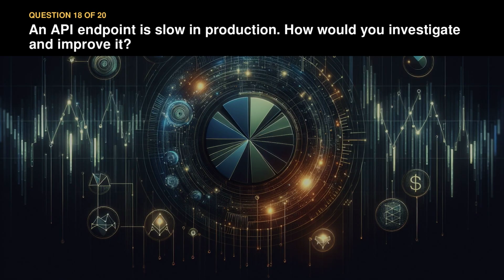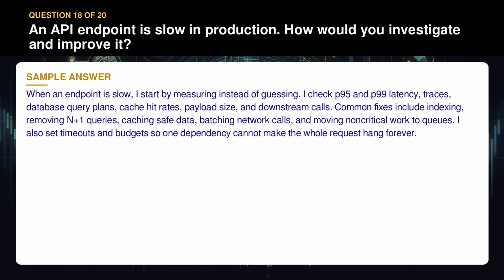Question 18. An API endpoint is slow in production. How would you investigate and improve it? When an endpoint is slow, I start by measuring instead of guessing. I check P95 and P99 latency, traces, database query plans, cache hit rates, payload size, and downstream calls. Common fixes include indexing, removing N+1 queries, caching safe data, batching network calls, and moving non-critical work to queues.